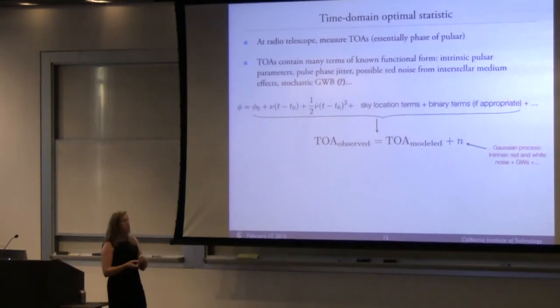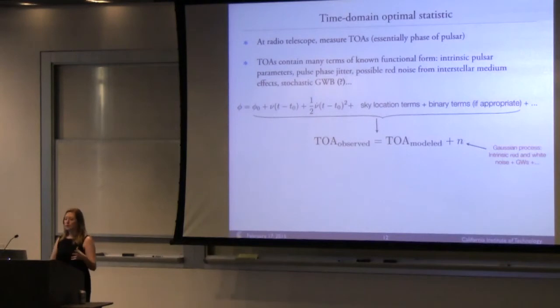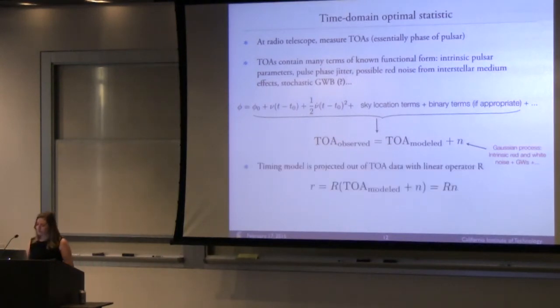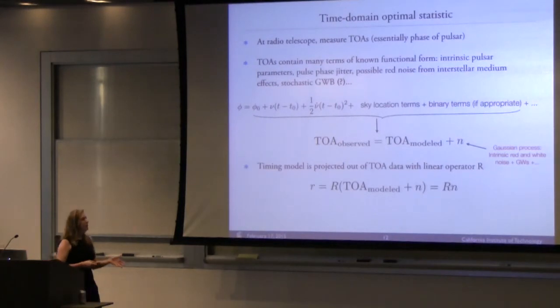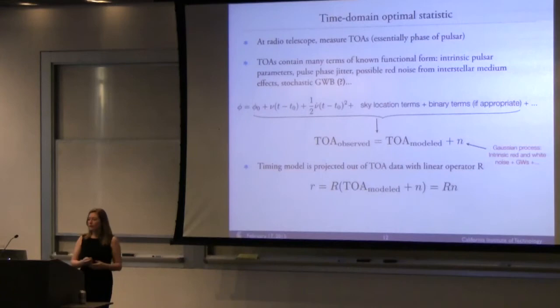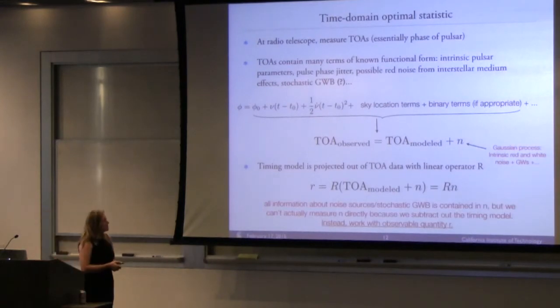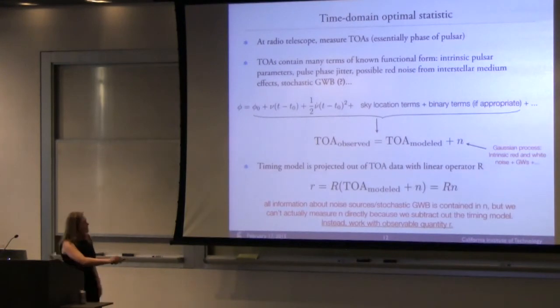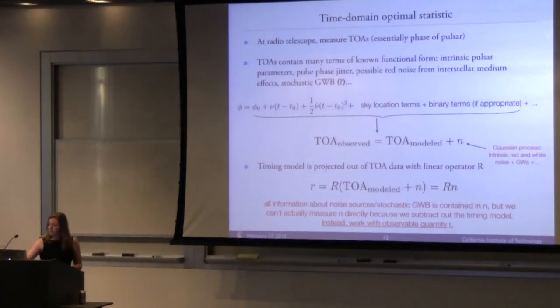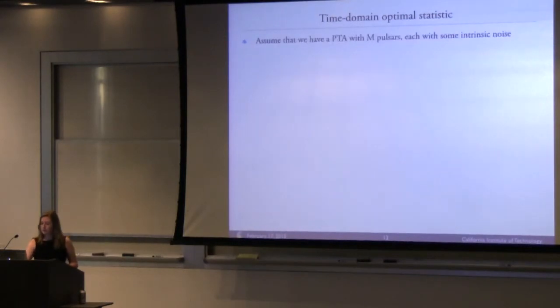So we like to assume that the noise is a Gaussian process, and it consists of some intrinsic red and white noise components, and hopefully, if we're lucky, a gravitational wave signal is in there. So then what we do is we project this timing model out of our data using just the linear operator, and this is all really good, but all the information about the noise and sources and stochastic background is contained in this N, which is the thing that we project out. So what we really need to do is to work with our observable, which is a timing residual.